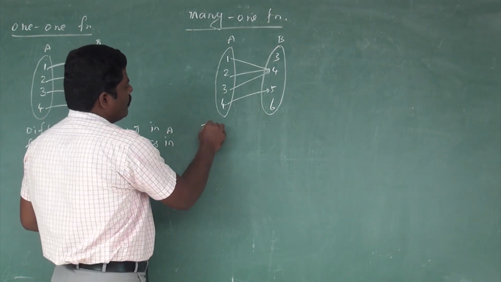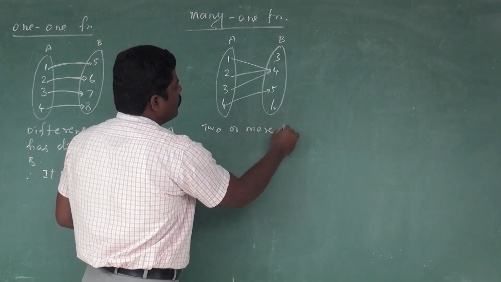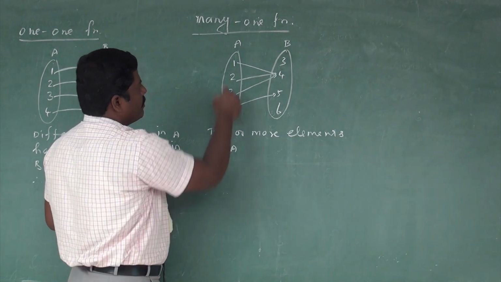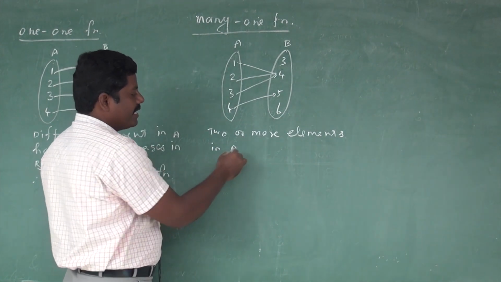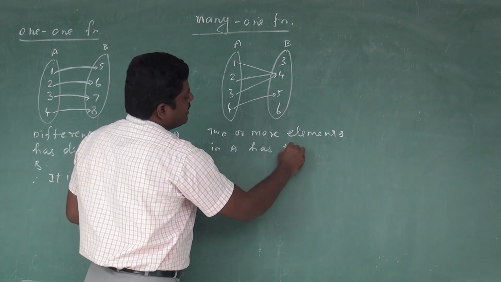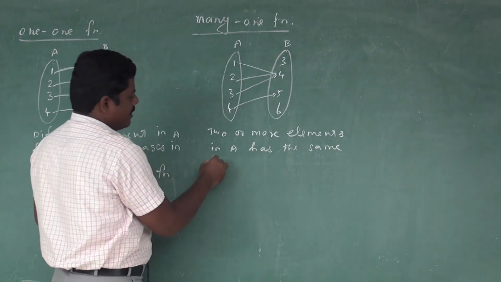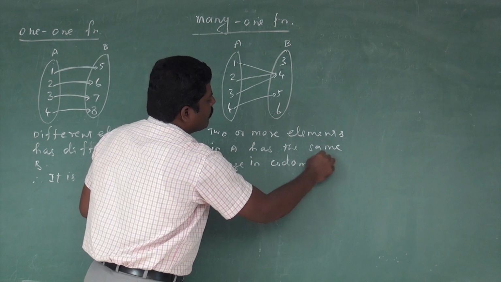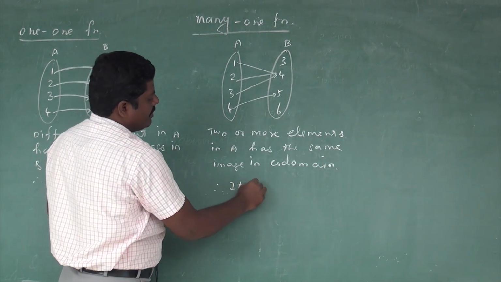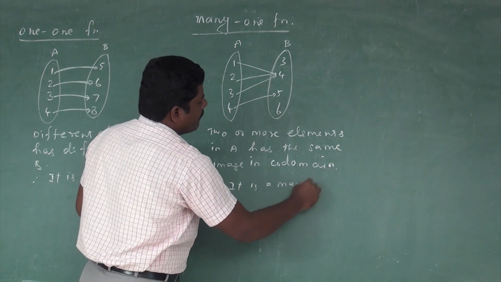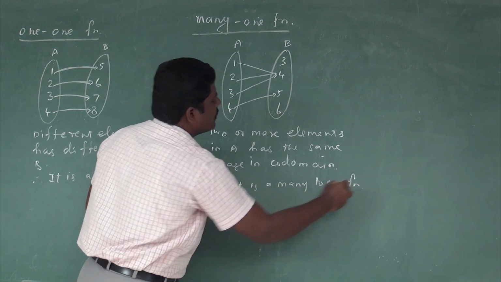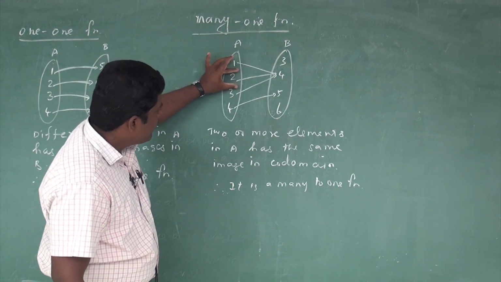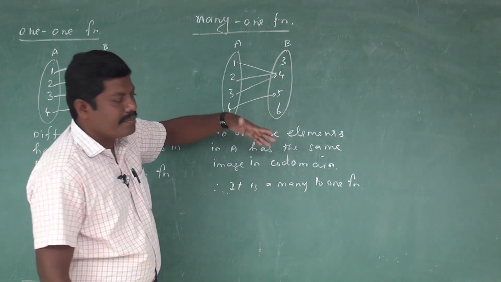Two or more elements in the domain A have the same image in the codomain. Therefore it is a many-to-one function. Two or more elements in the domain have the same image 4 in B, therefore it is a many-to-one function.